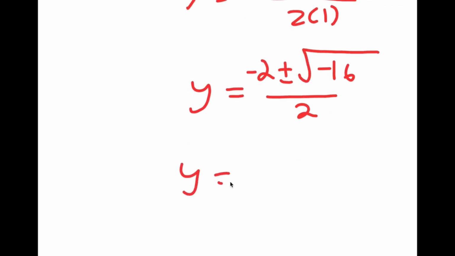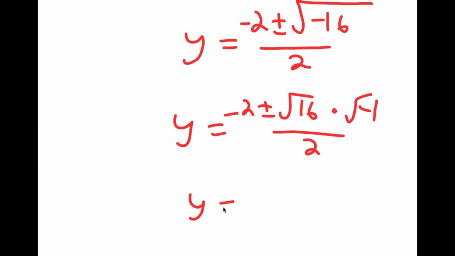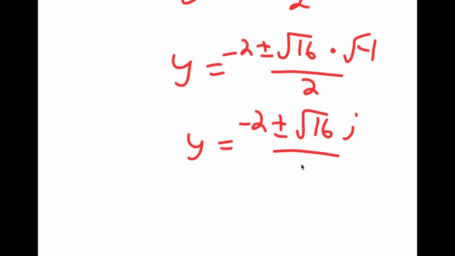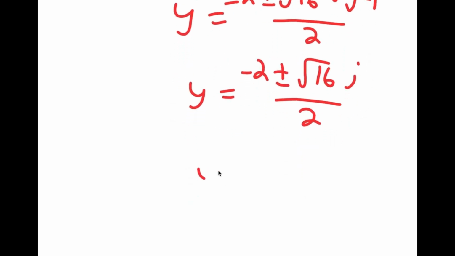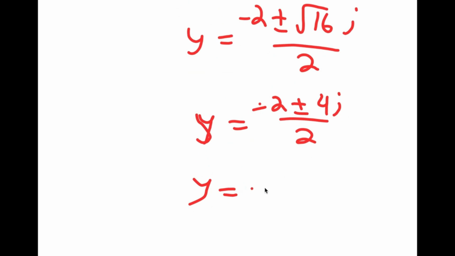And I can write this as negative 2 plus or minus the square root of 16 times the square root of negative 1 over 2. And this is equal to negative 2 plus or minus the square root of 16 times i, because the square root of negative 1 is equal to i. And the square root of 16, that's equal to 4. So I get y is equal to negative 2 plus or minus 4i over 2. Now if I divide 2 with both these terms, I get y equals negative 1 plus or minus 2i.